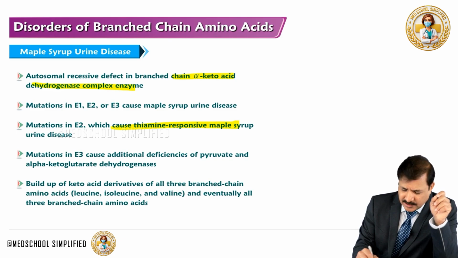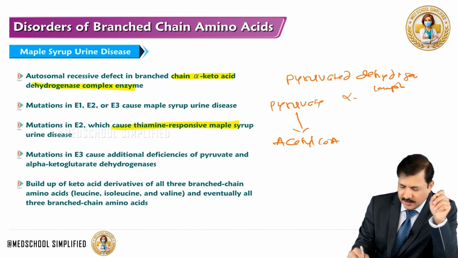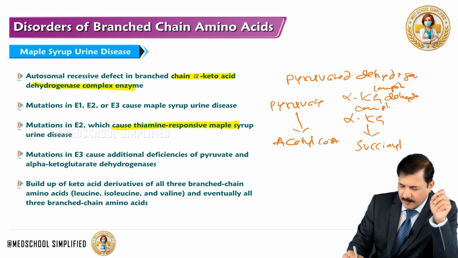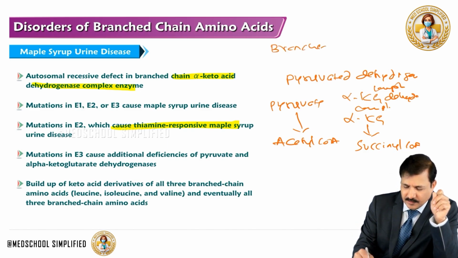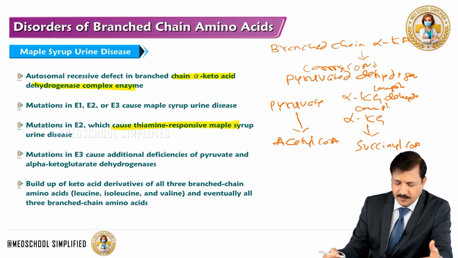So, the enzymes that I was mentioning are: pyruvate dehydrogenase complex, which converts pyruvate into acetyl-CoA, and the second is alpha-ketoglutarate dehydrogenase complex that converts alpha-ketoglutarate into succinyl-CoA, and the branched chain alpha-ketoacid dehydrogenase complex converts branched chain alpha-ketoacids into their corresponding CoA forms. So, there are 3 complex enzymes here.